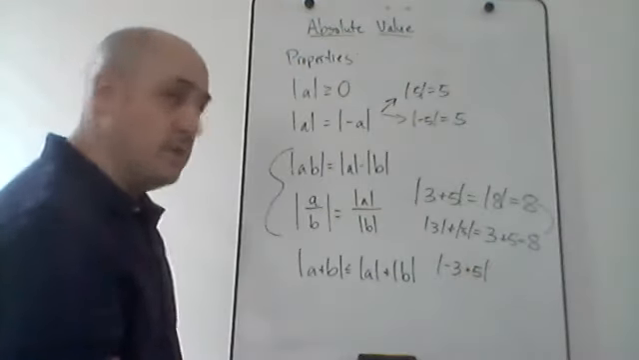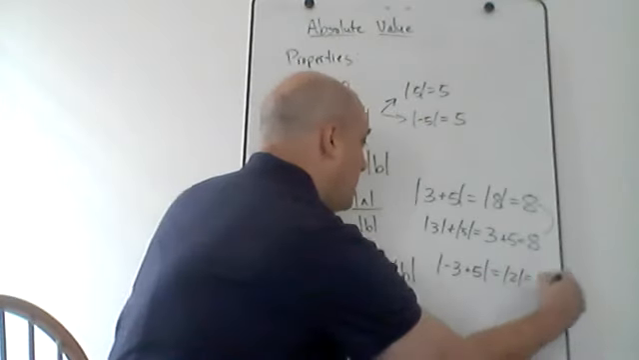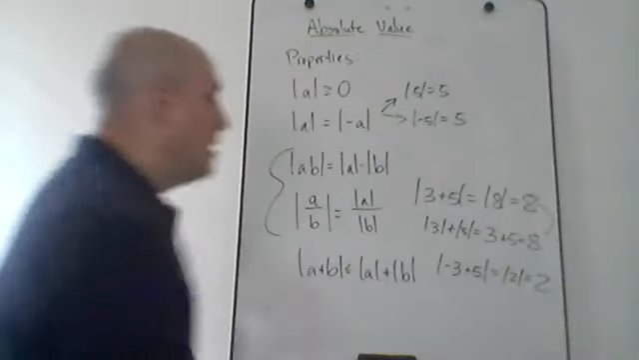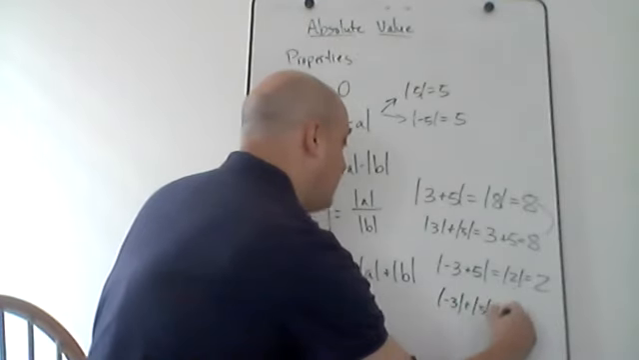Well, what's negative 3 plus 5? That's 2. Right, so this gives us the absolute value of 2, which is going to equal 2. What if I split those apart? What if I did the absolute value of negative 3 plus the absolute value of 5?